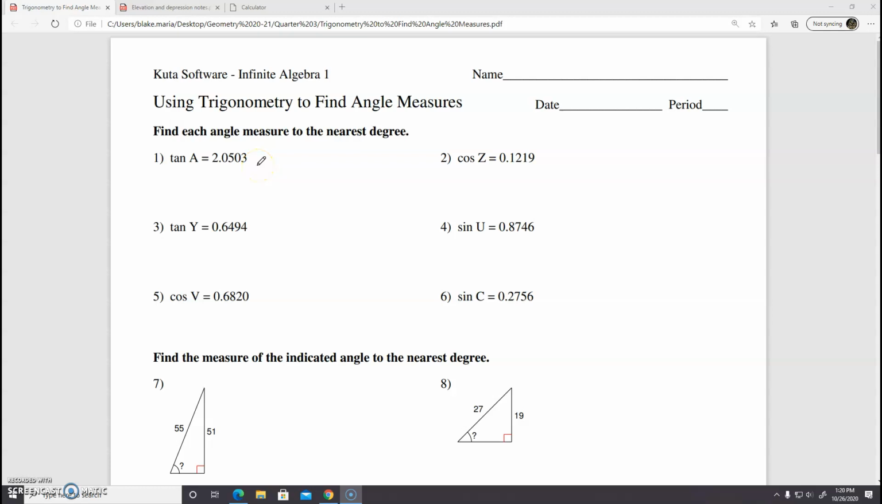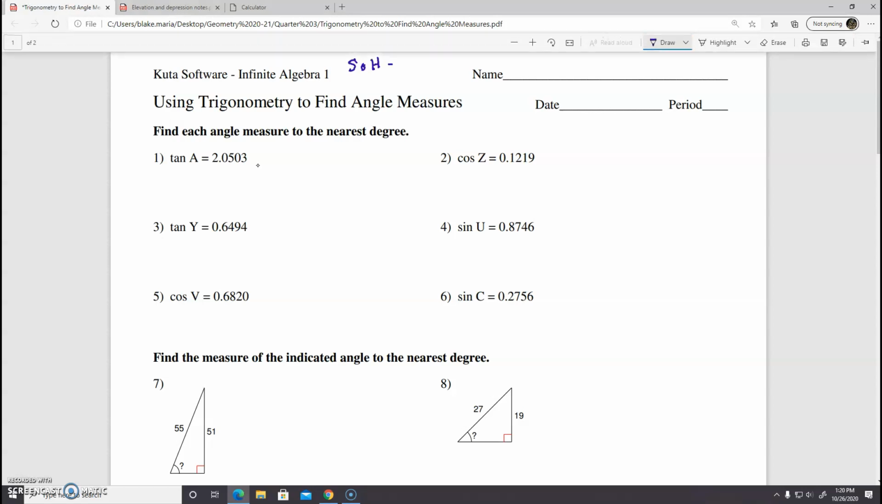Hey guys, so yesterday we used SOHCAHTOA, right? Sine equals opposite over hypotenuse, cosine equals adjacent over hypotenuse, and tangent equals opposite over adjacent. So yesterday we were finding side lengths. Today we're going to be finding the measures of the angles, and we're still going to be using SOHCAHTOA for that.